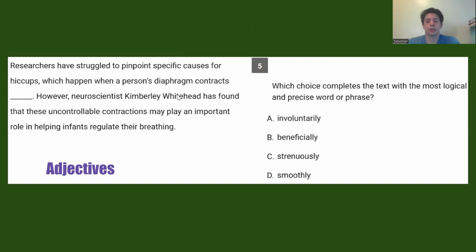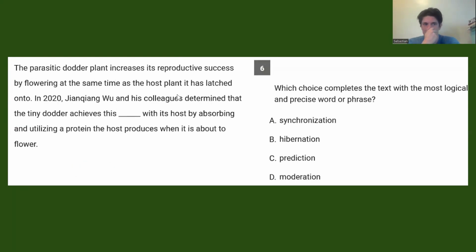Okay, now we'll try the next one. The parasitic daughter plant increases its reproductive success by flowering at the same time as the host plant is latched onto. In 2020, Jiang Wu and his colleagues determined that the tiny daughter achieves this with its host by absorbing and utilizing a protein the host produces when it is about to flower. Which choice completes the text with the most logical and precise word or phrase?